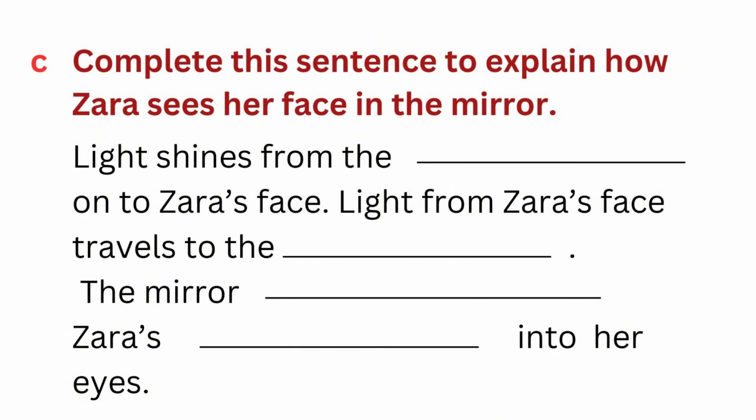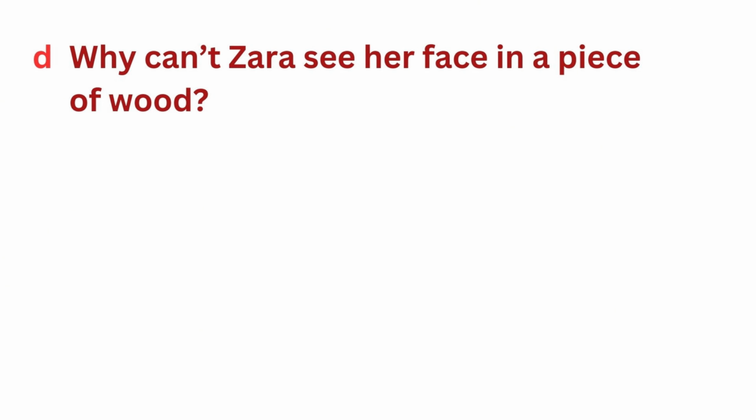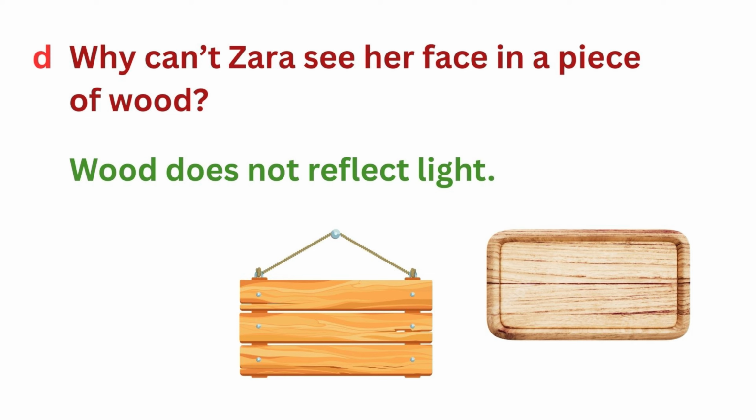Light shines from the lamp onto Sarah's face. Light from Sarah's face travels to the mirror. The mirror reflects Sarah's image into her eyes. D. Why can't Sarah see her face in a piece of wood? Sarah cannot see her face in a piece of wood because wood does not reflect light.